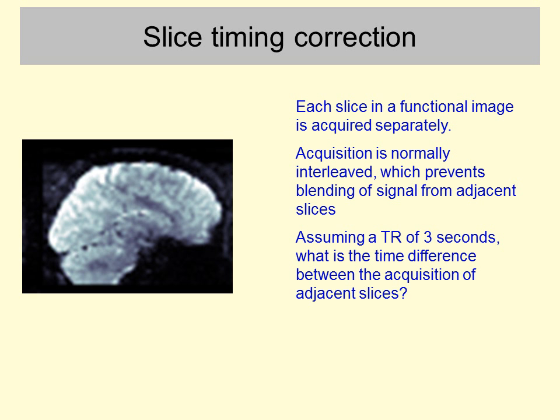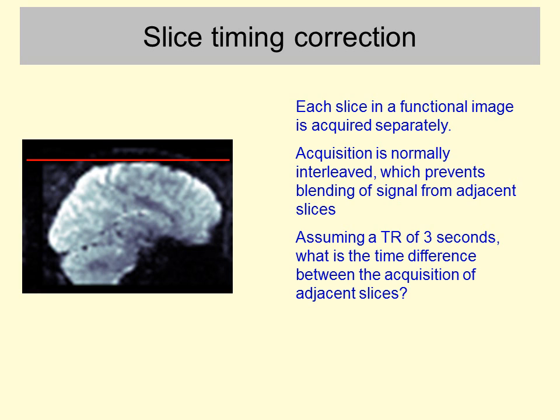Okay, we've finished with motion correction now. We're going to move on to talk about slice timing correction. Now, to understand why we do such a thing, let's recall that each slice in a functional image is acquired separately. Most functional images are actually acquired as a set of axial slices. So that red line is indicating the position of an axial slice on this brain.